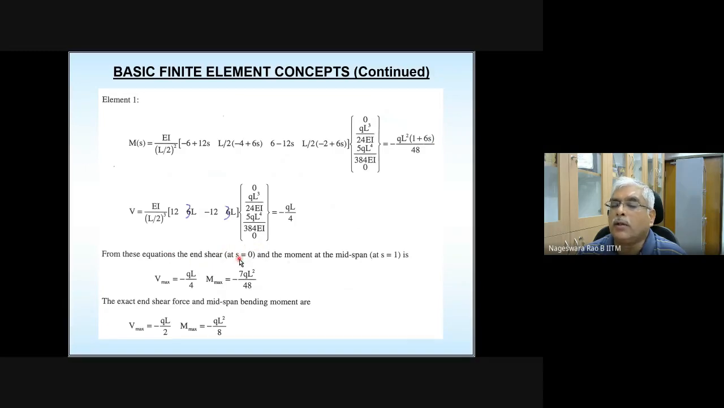At S equal to 0, bending moment is given by this, and shear force is constant everywhere, from whatever we got from the finite element solution. So shear force at left hand is also going to be minus QL divided by 4. From these equations, the end shear at S equal to 0 and moment at mid-span at S equal to 1 are given by this.